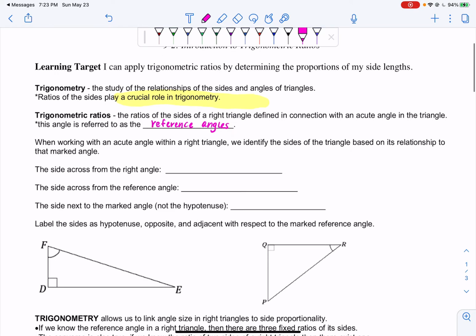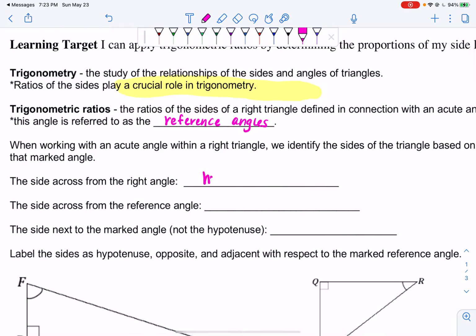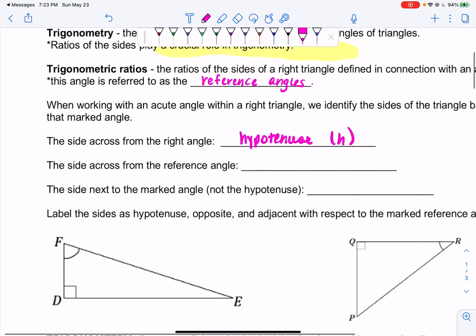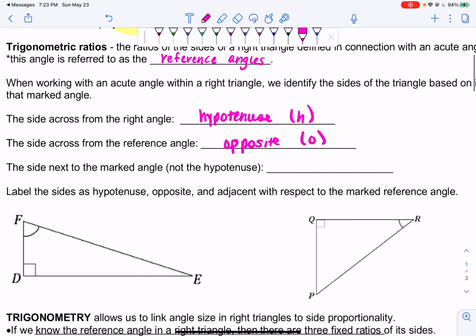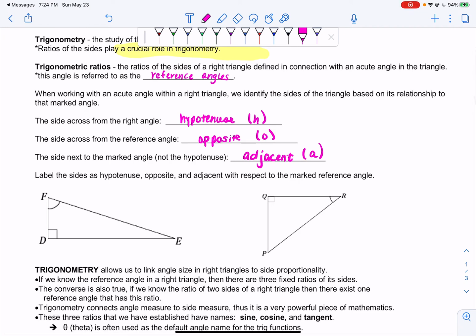The side across from your right angle will be your hypotenuse, which we'll say as H when labeling our image. The side across from the reference angle is your opposite side. We're going to say O when we label our image. And then the side next to the marked angle, which is not the hypotenuse, is your adjacent. And I save our adjacent for last because it's always the hardest one to identify.